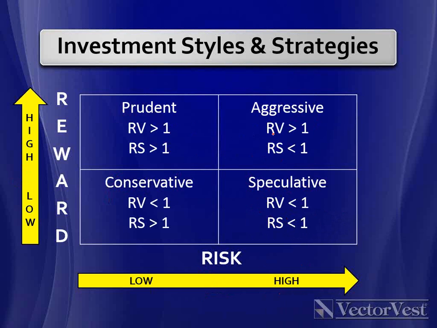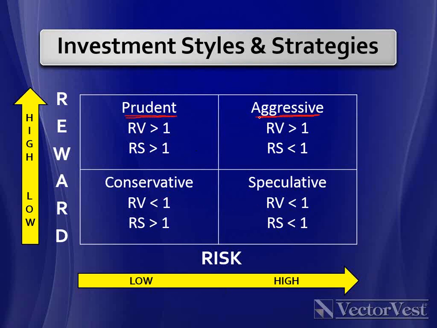And just to speed things up, because I wanted to spend a good amount of time in the UniSearch, what I've filled in are all the investment styles. So just to quickly run through the investment styles here. A prudent investor is looking for the best of both worlds: RV above 1 and RS above 1. Both of them above 1. That's the best of both worlds.